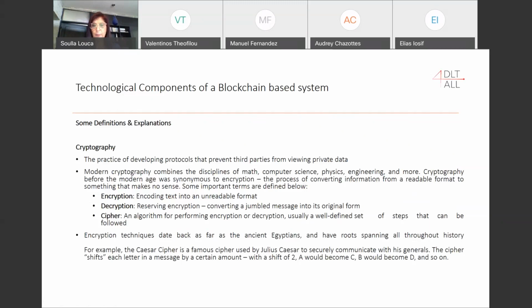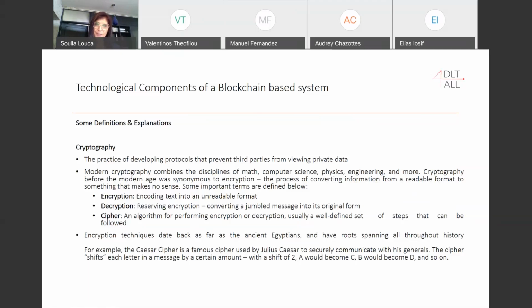For example, it was just to shift the message by 2-3 letters. So, for example, if anybody wanted to send the letters A, B, C, and let's say it would shift them by 2, A would change to C, B would change to D, and C would change to E. I got them right.